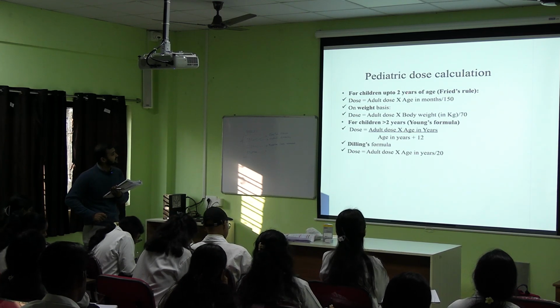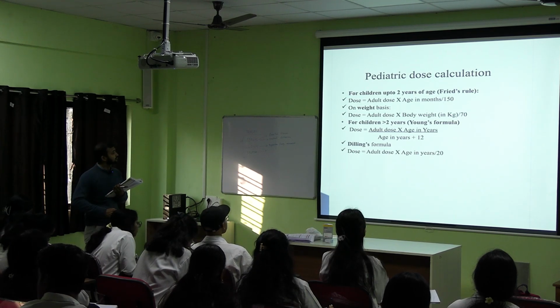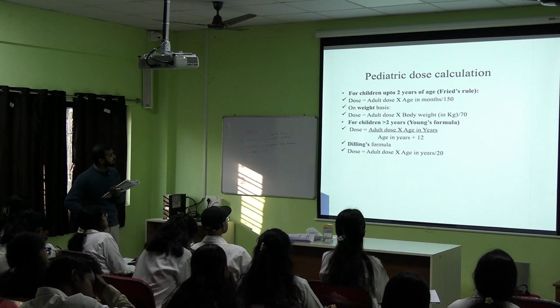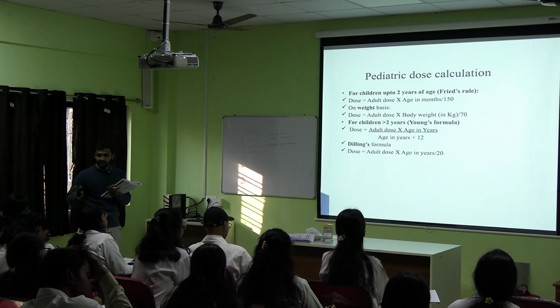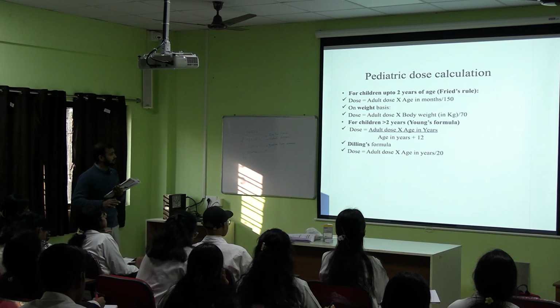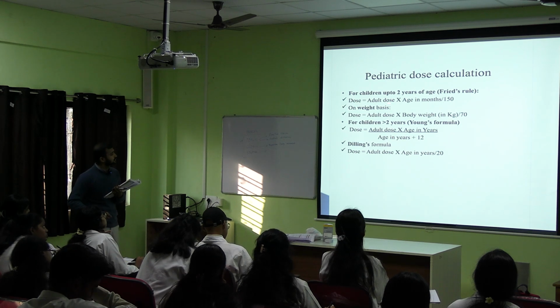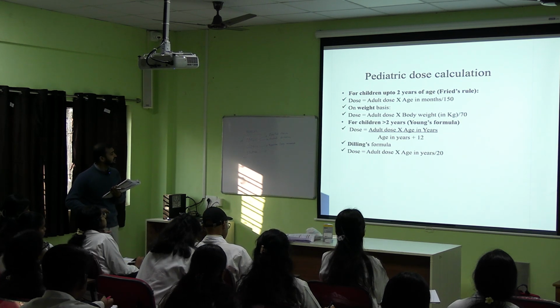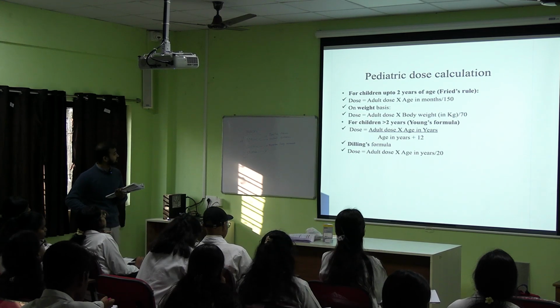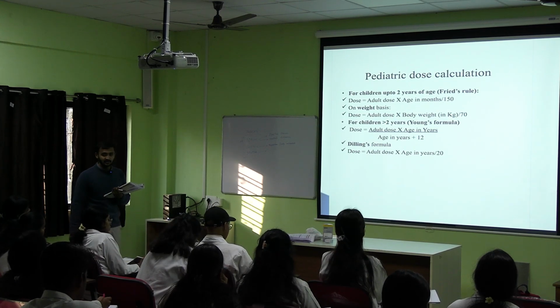This age barrier is written here, but normally we don't usually go by it. First try to do it with this one. This is widely accepted, and the results come near to accurate. If you're using this formula, you have to calculate the adult dose. So what is the adult dose here?